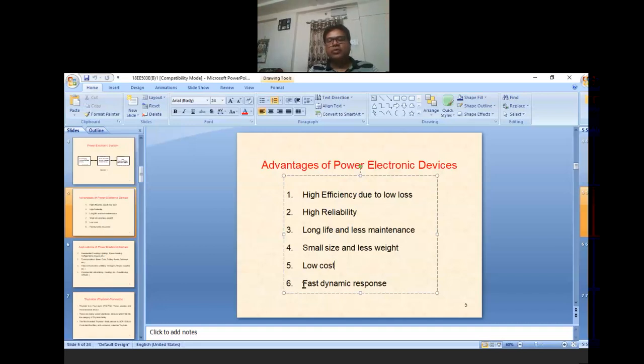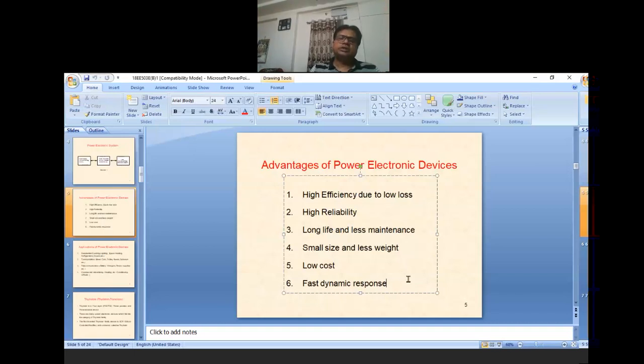Even when it comes to fast dynamic response, when compared to the now existing power electronic devices, that was very far behind. So previously, when thyratrons were there, it was very difficult to do the control things. But after the invention of the thyristor, it became easier.